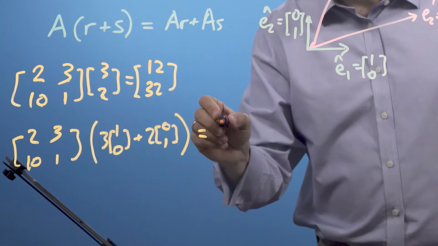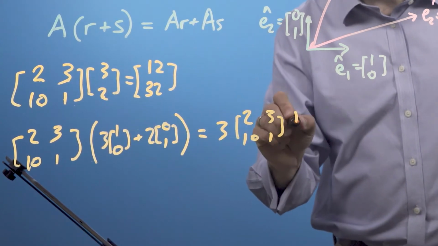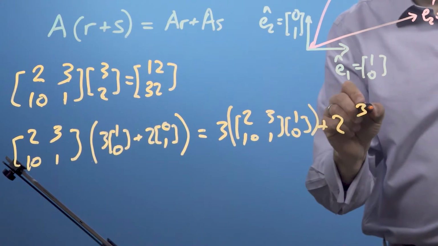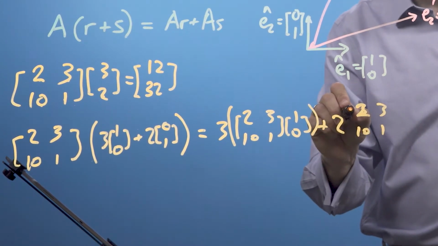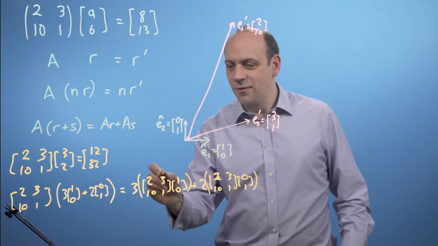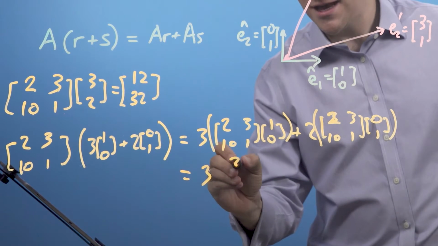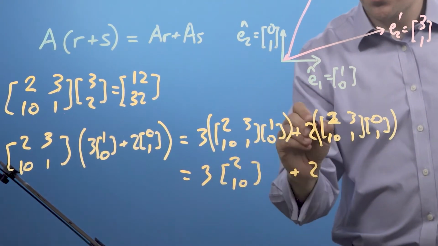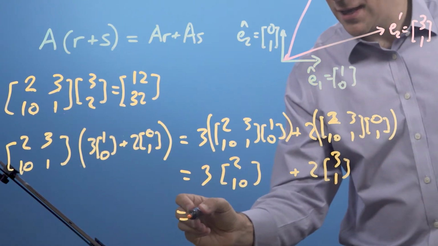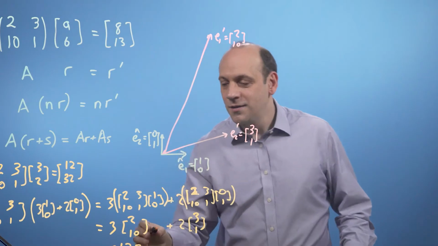Now, I can take the 3 out, so that's 3 times the matrix 2, 3, 10, 1 times 1, 0, plus 2 times the matrix 2, 3, 10, 1 times 0, 1. And we know that this is what happens from E1 hat to get to E1 prime here. So that's 3 times 2, 10. And that's 2 times what happens to E2 hat, and that goes to 3, 1. So that gives us 6 plus 6 is 12, and 30 plus 2 is 32. So it really is true.